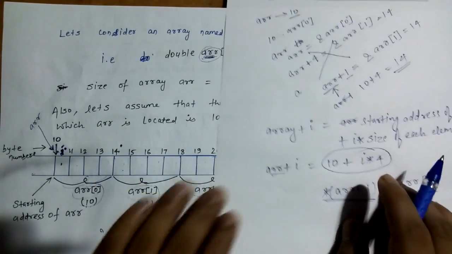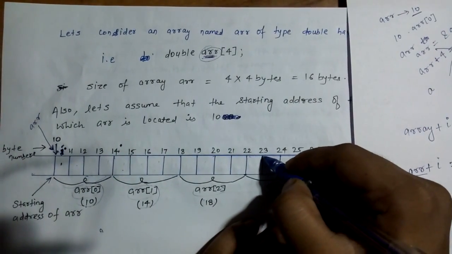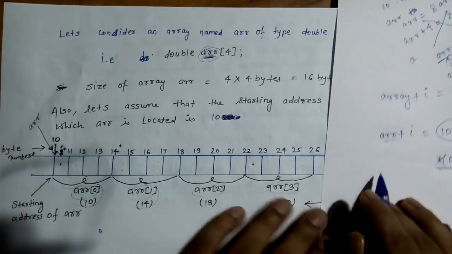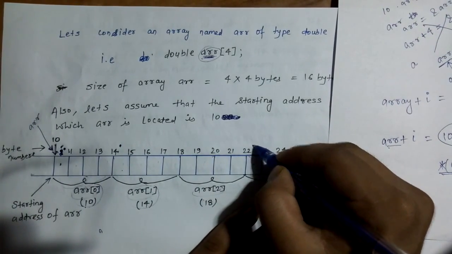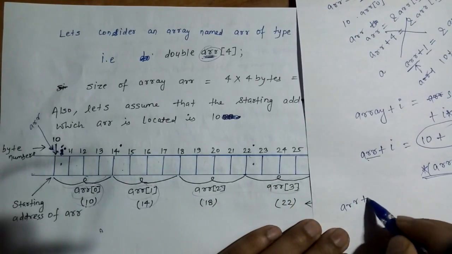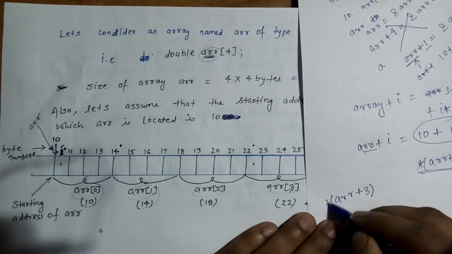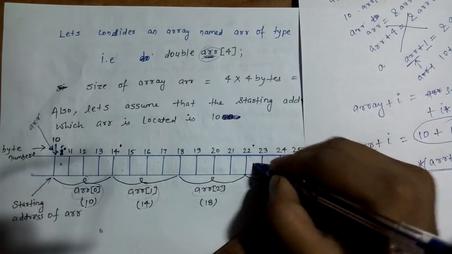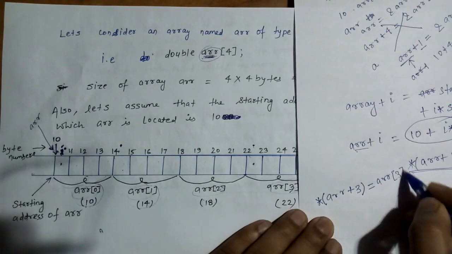Okay, so in the same way, if you want to reach, let's say, inside this box, first you have to reach outside of this box. That is, you have to do ARR plus, what is the index? 3, and then you have to take star in order to reach inside this box. That is equal to ARR 3. Okay, you got it.